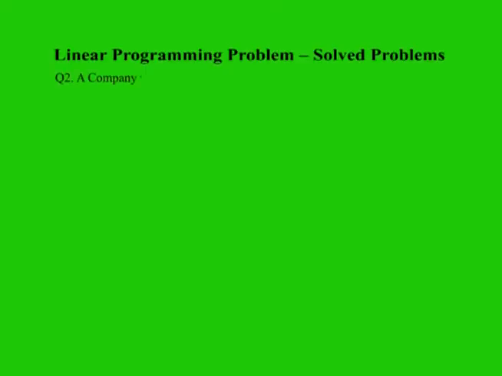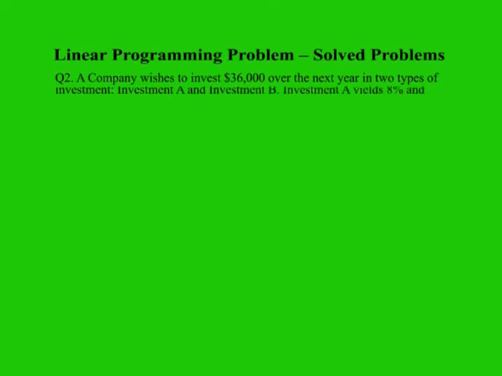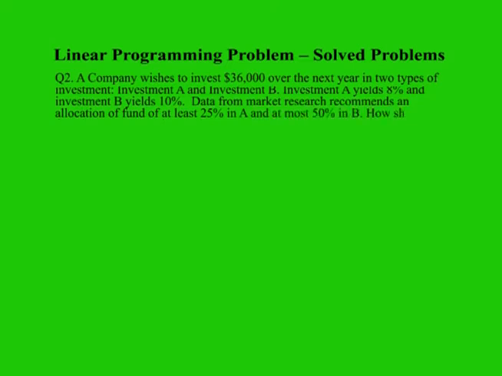Question number 2. A company wishes to invest $30,000 over the next year in 2 types of investments, investment A and investment B. Investment A yields 8% and investment B yields 10%. Data from market research recommends an allocation of funds of at least 25% in A and at most 50% in B. How should the funds be allocated to the two investments? For this and the upcoming two questions, we will not go into minute detail like question 1, because once you grasp the basic principles, it's not difficult to solve such problems.